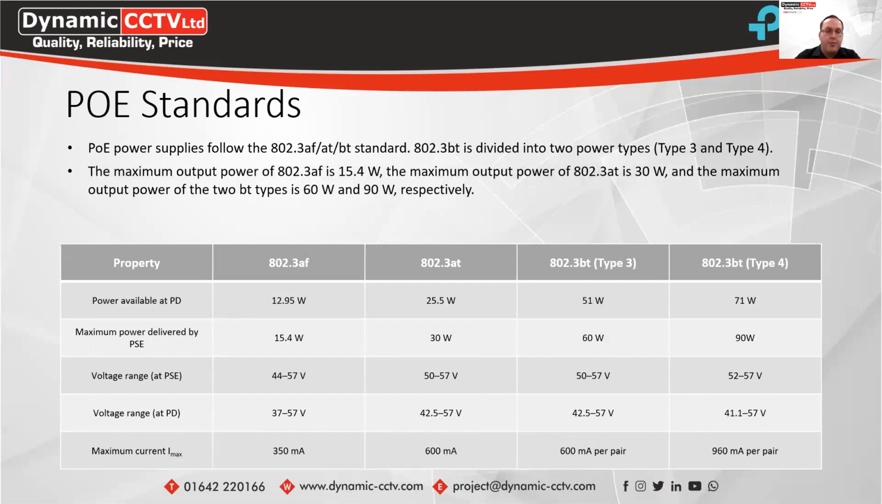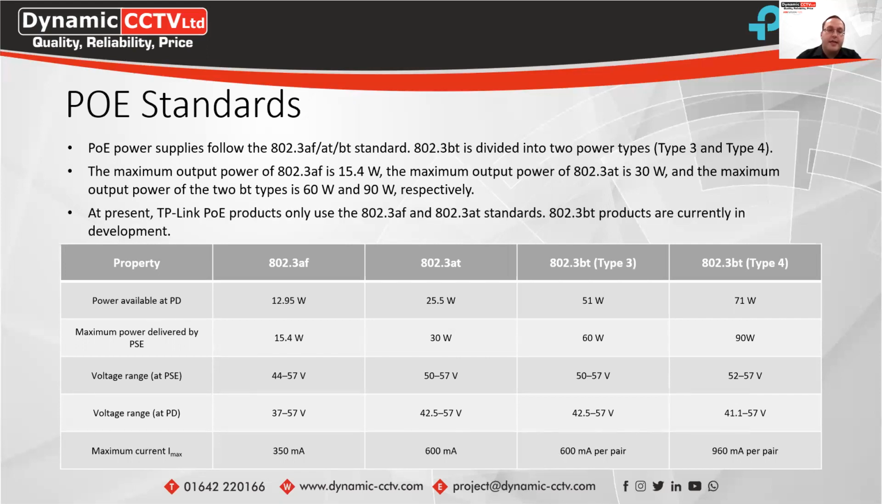So maximum power output for 802.3af is 15.4 watts, which is generally fine for most of your standard smaller turret and bullet ranges of cameras. There's also the AT version, which is up to 30 watts, and the BT range is 60 watts and 90 watts on type 3 and type 4. I will send these slides out so you do have all these tables and everything to hand as well. The TP-Link PoE products will do AF and AT. Currently working on the BT range, the 802.3bt, which will be released shortly as well for the solutions.